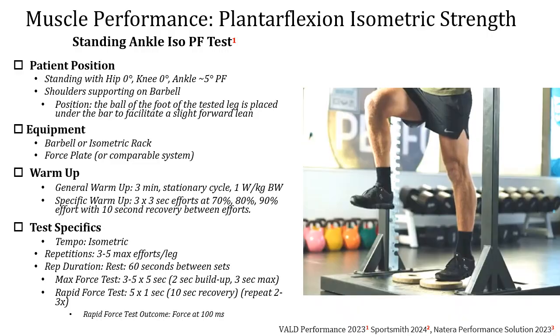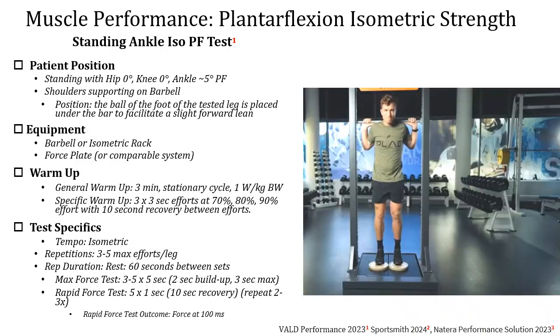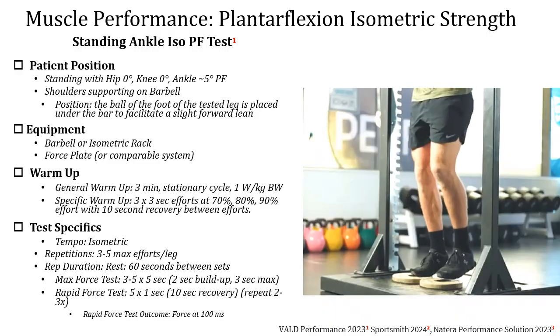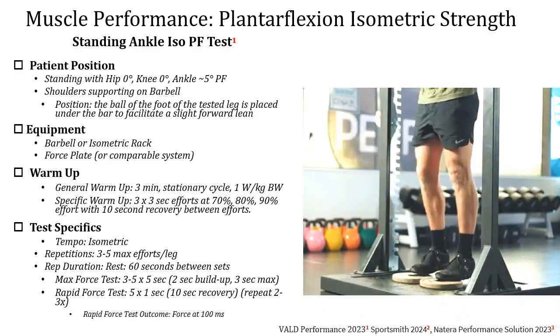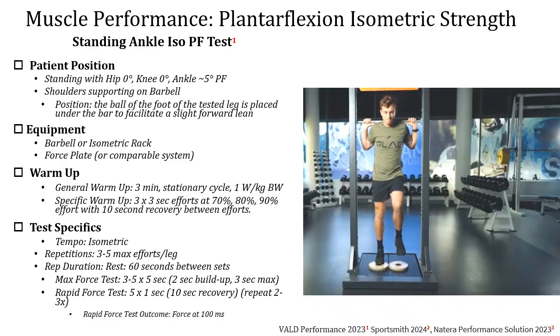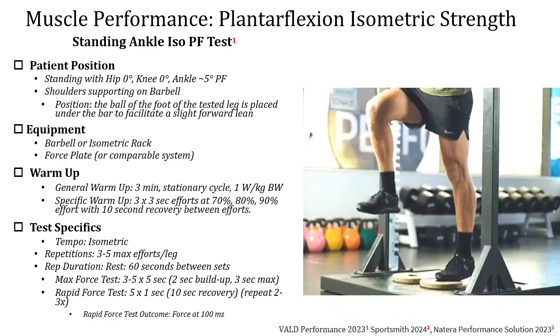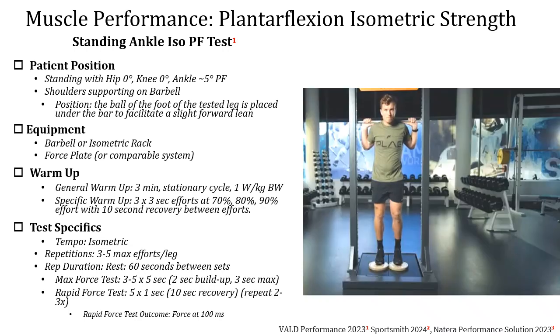You're going to want to have specific warm-ups of 3 by 3-second efforts, gradually increasing in intensity. The tempo obviously is going to be isometric. They're going to be doing 3 to 5 max efforts per leg with 60 seconds rest in between the sets. They're going to be doing 3 to 5 repetitions of 5-second holds: 2 seconds build up, 3 seconds max effort. If you're looking more for rapid force testing and rate of force development, then you're going to be doing 5 by 1 second.